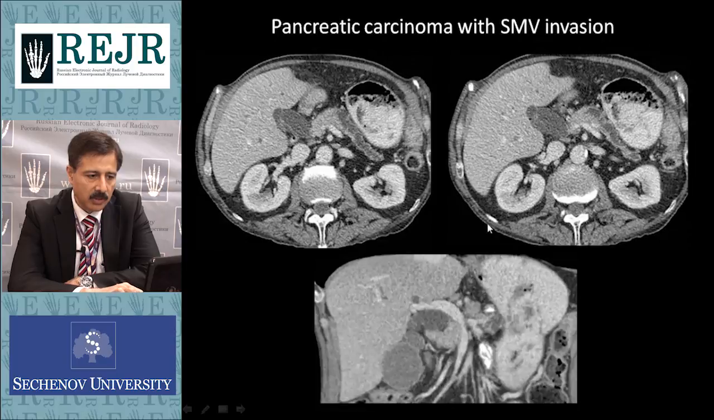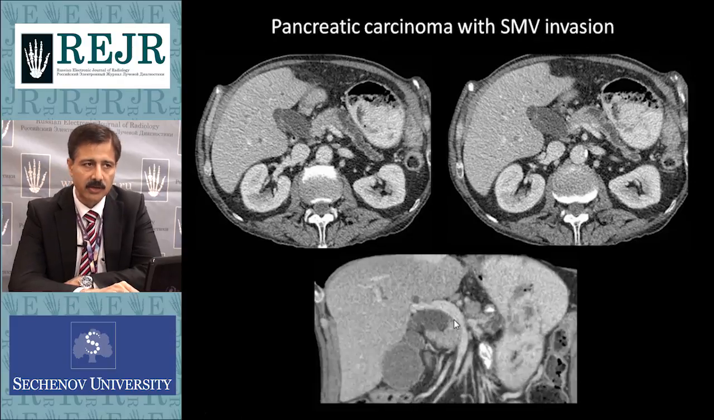Let's see this example. Here you can see that there is dilatation of the pancreatic duct, and there is a tumor here which is slightly hypodense compared to the parenchyma, not very clear. But the main point to remember is this thing on this coronal sequence. You can see that this is the SMV, and there is indentation on the superior mesenteric vein due to the tumor. So we can say in our report that the SMV is involved.